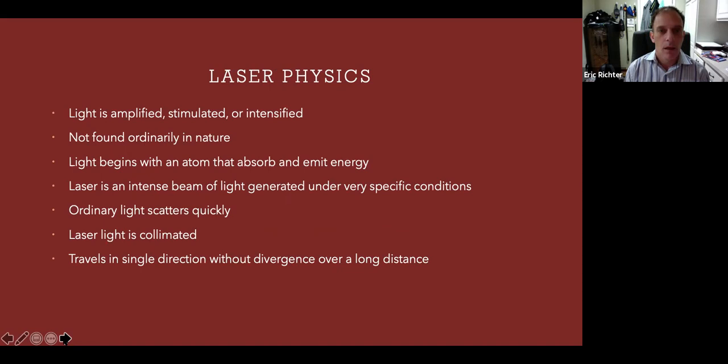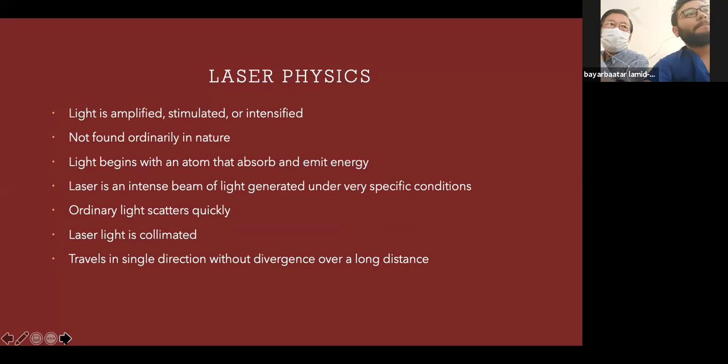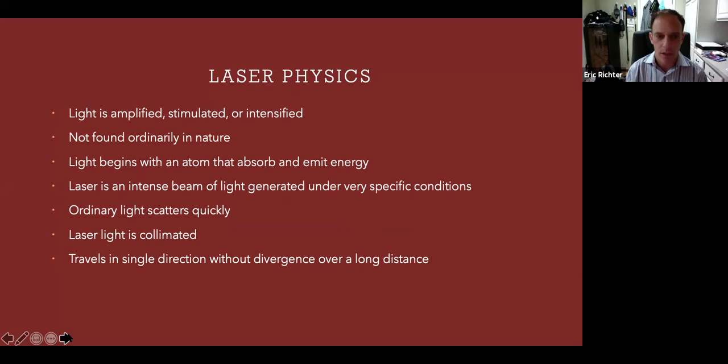So the physics. So essentially what a laser is, it's amplified light, okay? And not something that's found in nature. It's purely a man-made creation. It begins when an atom, which is surrounded by electrons, absorbs energy. So there has to be an energy source. And then the laser is an intense beam of light that's generated under very specific conditions, which we'll talk about. Ordinary light, so from the sun or from a light that you have in a room, scatters quickly. Laser light is collimated, meaning it's focused. It travels in a single direction without any divergence over a long distance.